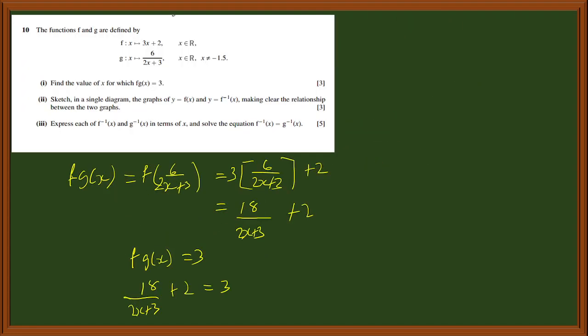Let us look at part 3. What does it say? We are asked to express the inverse of f of x and of g of x in terms of x. And then in the second part, we are asked to solve the equation formed by the two inverses.